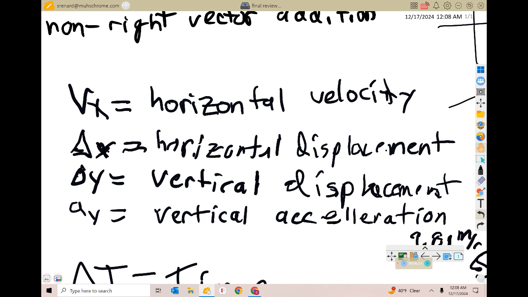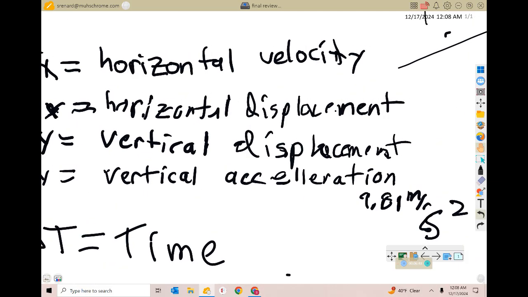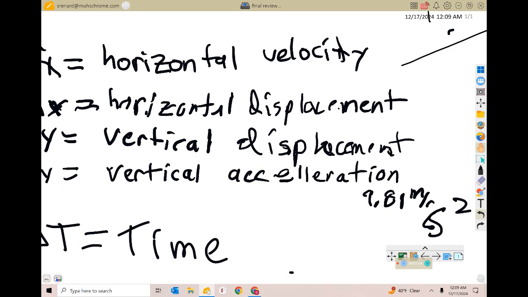And so delta y is that change in y, your change in vertical displacement. A sub y is your vertical acceleration. I'm pretty sure I spelled acceleration wrong. And that is, for all intents and purposes, always going to be 9.81 meters per second squared. That is acceleration due to gravity. Now, that number can change, especially if you get far away from the Earth or anything like that. But for our purposes, acceleration due to gravity is 9.81 meters per second squared. And then you have time.